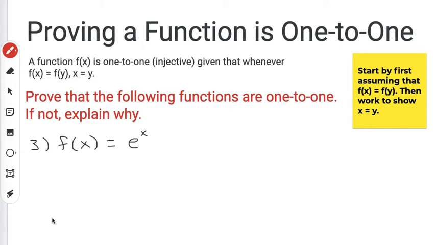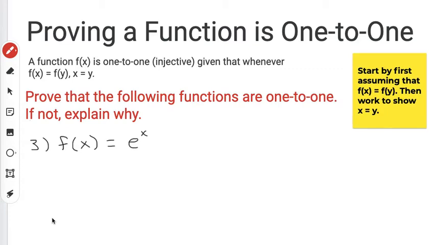So in my last video, I proved that a linear function is always going to be one-to-one. And in this video, I want to prove that f of x is equal to e to the x is a one-to-one function. And this is known as the exponential function. And what I want to do is show that it's one-to-one. So a function is going to be one-to-one, given that whenever f of x equals f of y, then x is going to be equal to y.